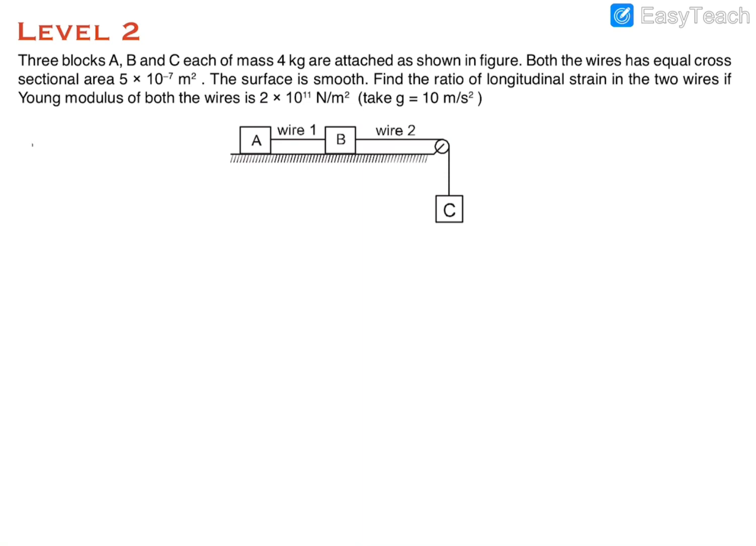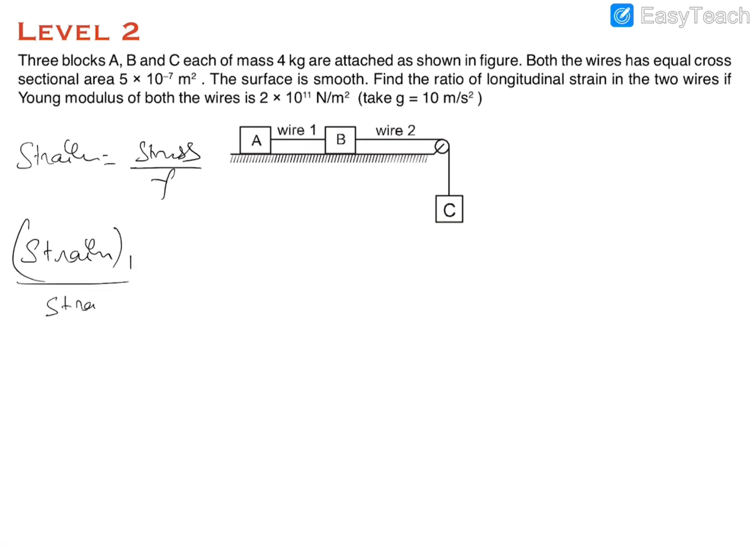So first of all, we know that strain is equal to stress upon Young's modulus, and the Young's modulus of both the wires is same. So we just have to find out the ratio of strain. So strain in 1 upon strain in 2 will be equal to stress in 1 upon stress in 2. Young's modulus of each of them is same. Now the area of cross section of both of these wires is also same.